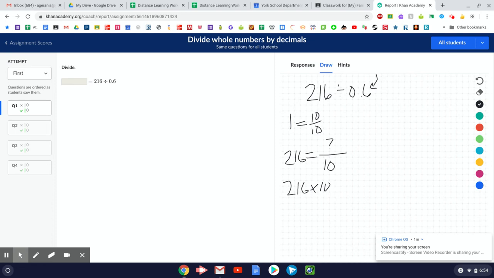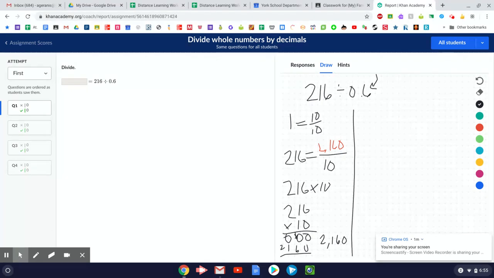So what is 216 times 10? That's going to be 2,160. So there is 2,160 tenths in 216, and that's what we must divide.